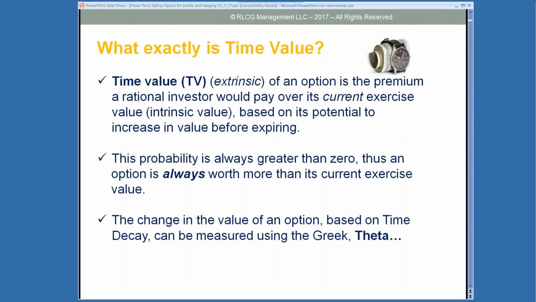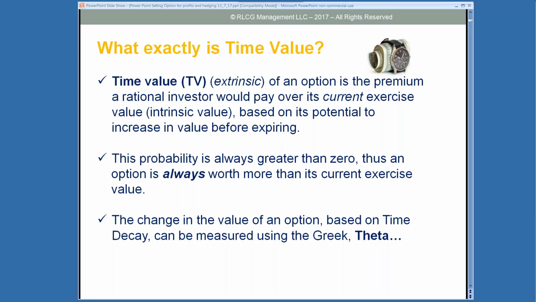Now, time value is also what we refer to as the extrinsic value of an option. So it's going to be the premium that a rational investor is going to be willing to pay over its current exercise value, the intrinsic value. And this is based on its potential then to increase in its value before expiring. Now, this probability is always going to be greater than 0, thus an option is always going to be worth more than its current exercise value.